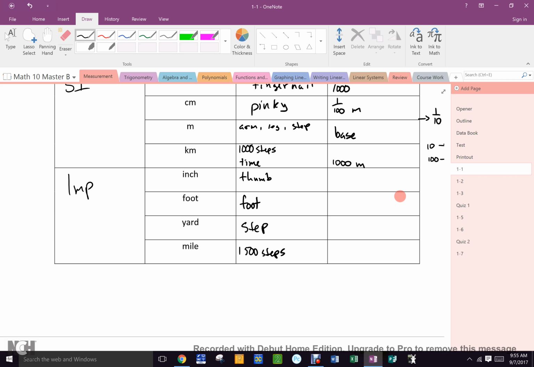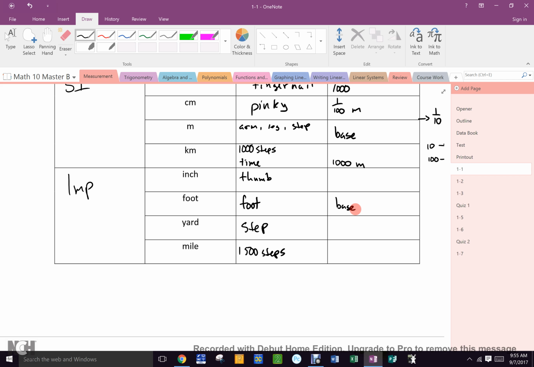But imperial, we'll start with an inch, right? Or should we start with a foot, or a yard, or a mile? It doesn't matter, does it? Because there isn't a base. Okay, we're going to call the foot the base. Great. So how big is an inch compared to a foot?